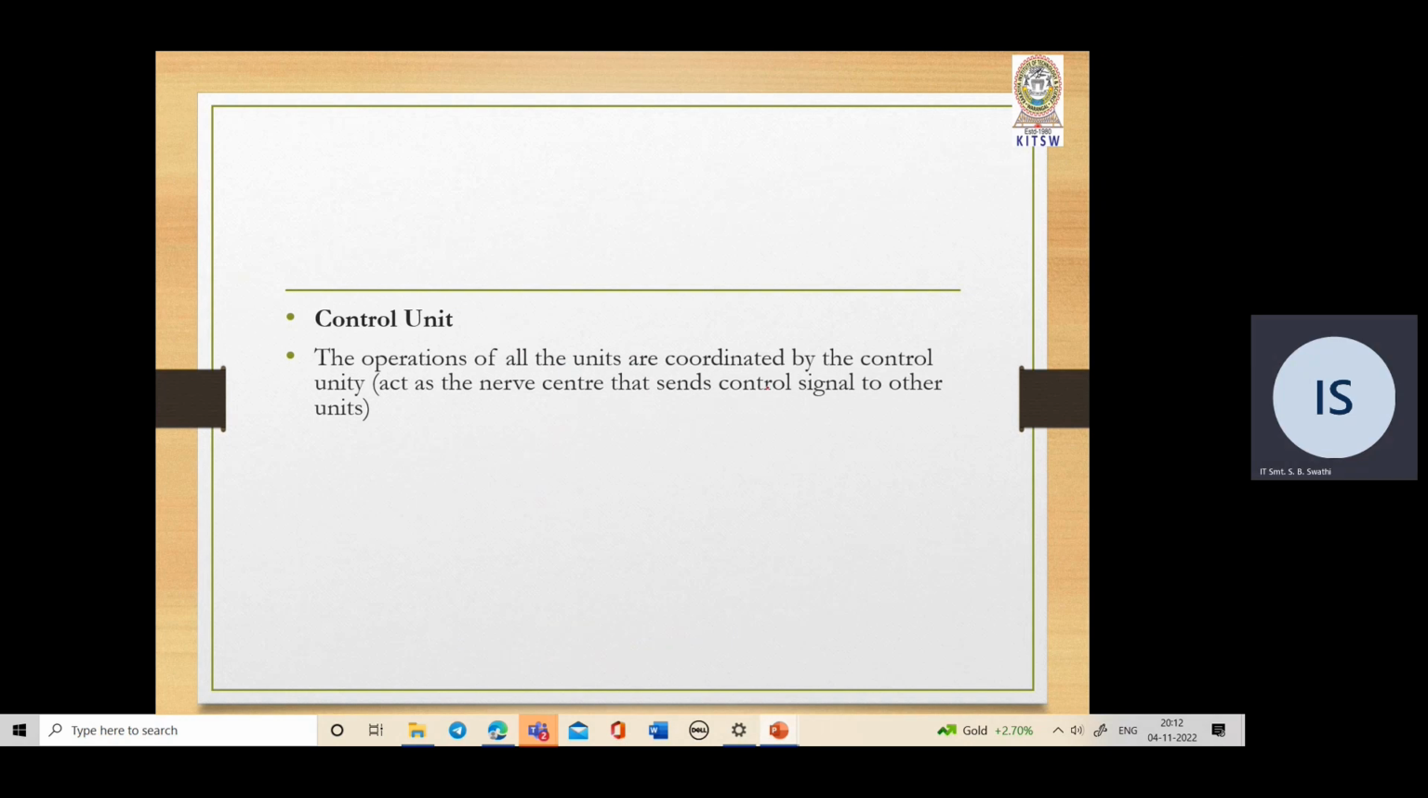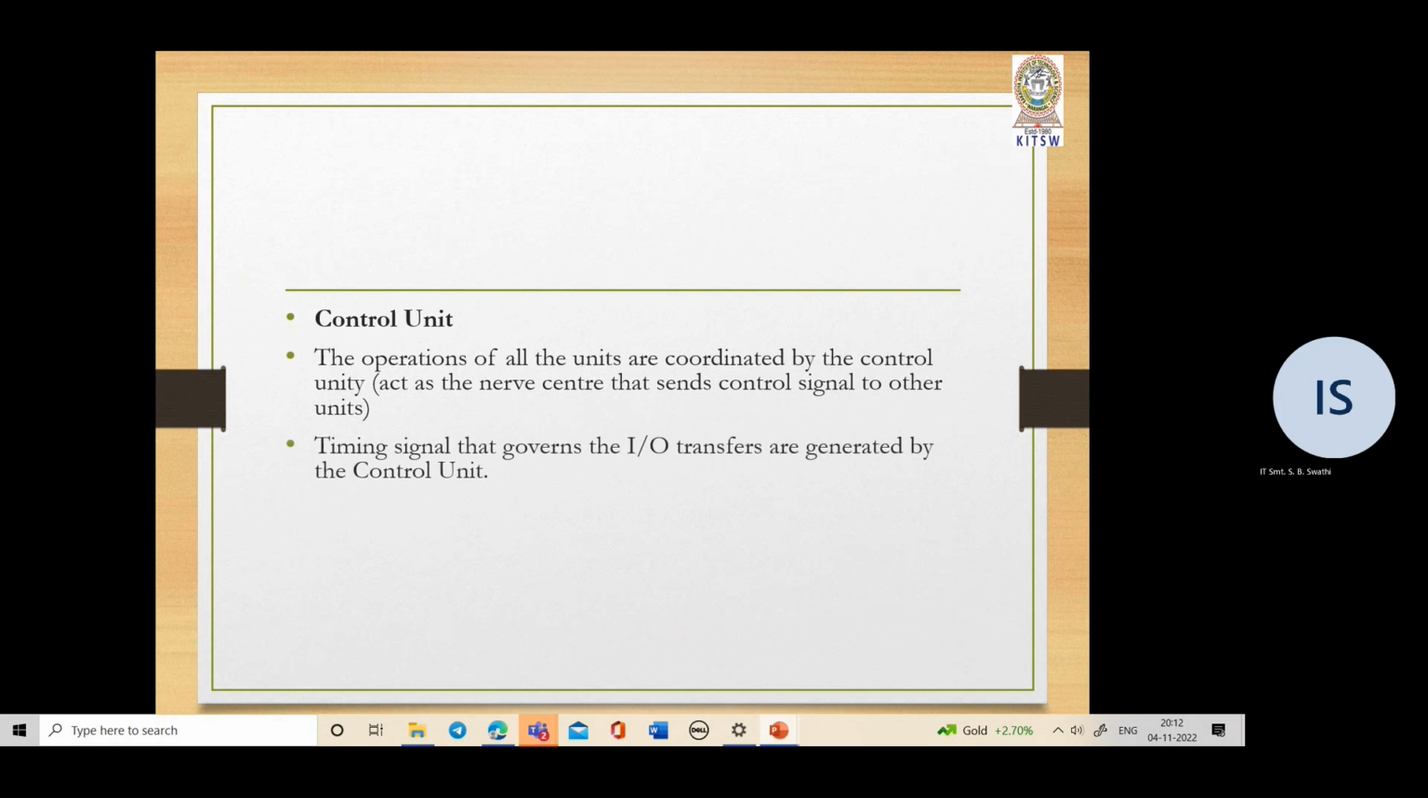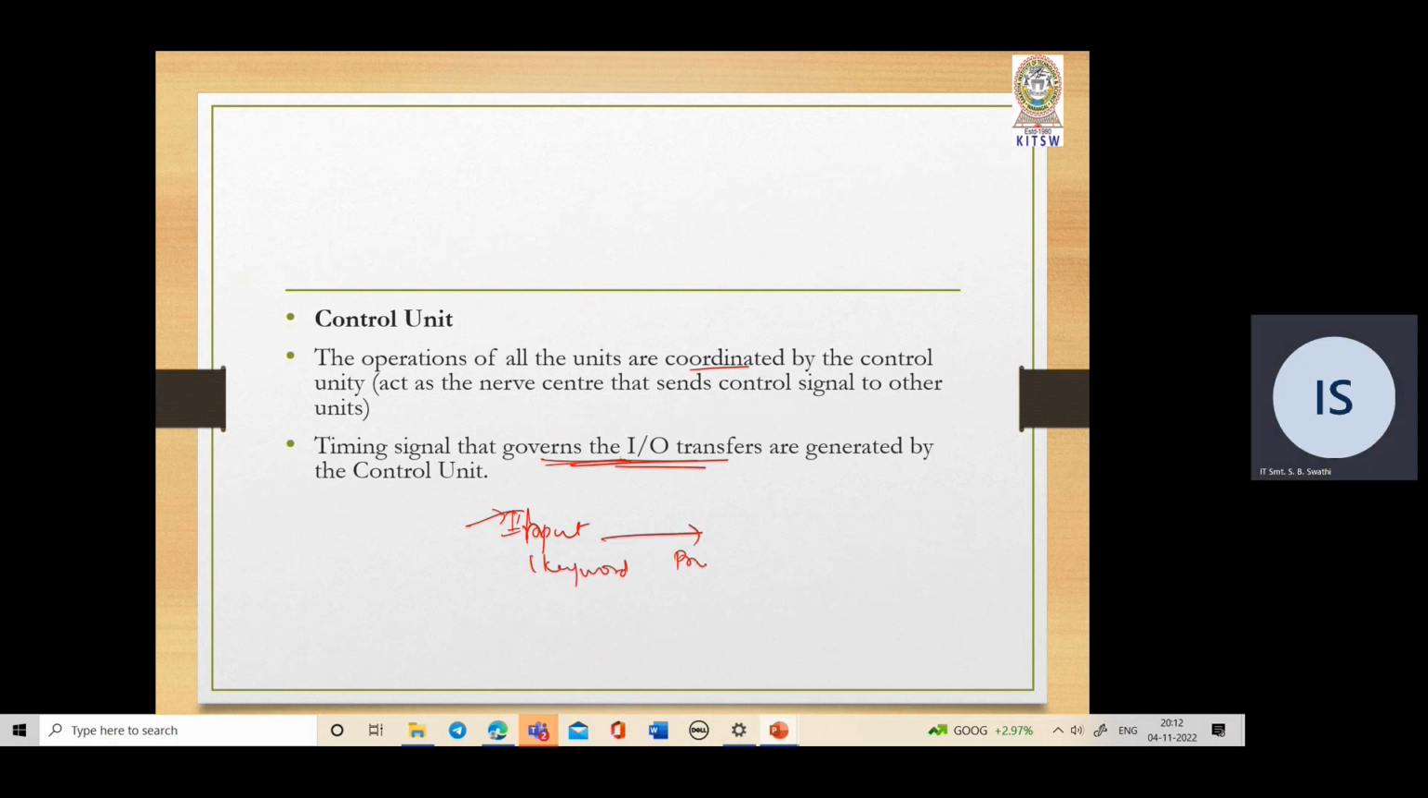Then we have the control unit. The control unit will try to move the control between input and output devices. Like when you are giving some input through the keyboard, then control will be with the input device, which is our keyboard. Then control goes to the processor.